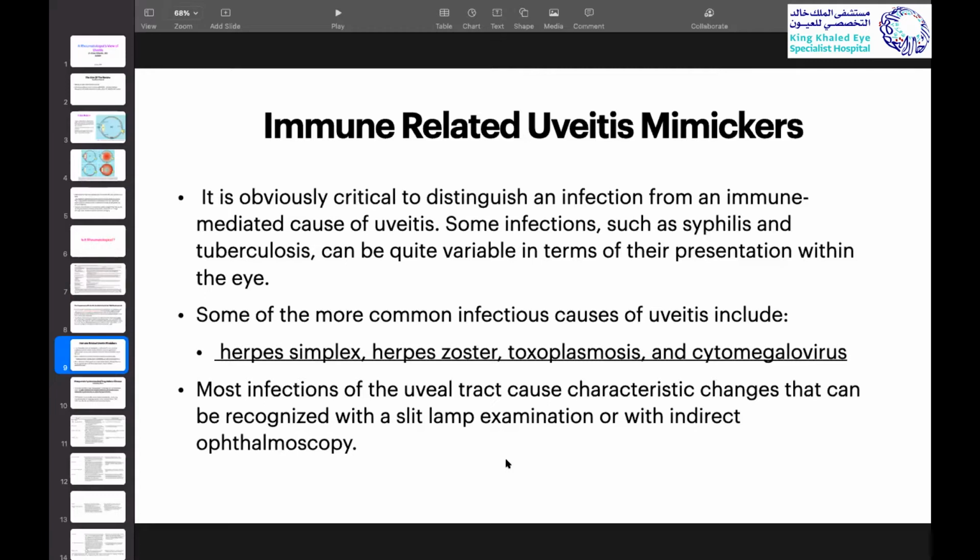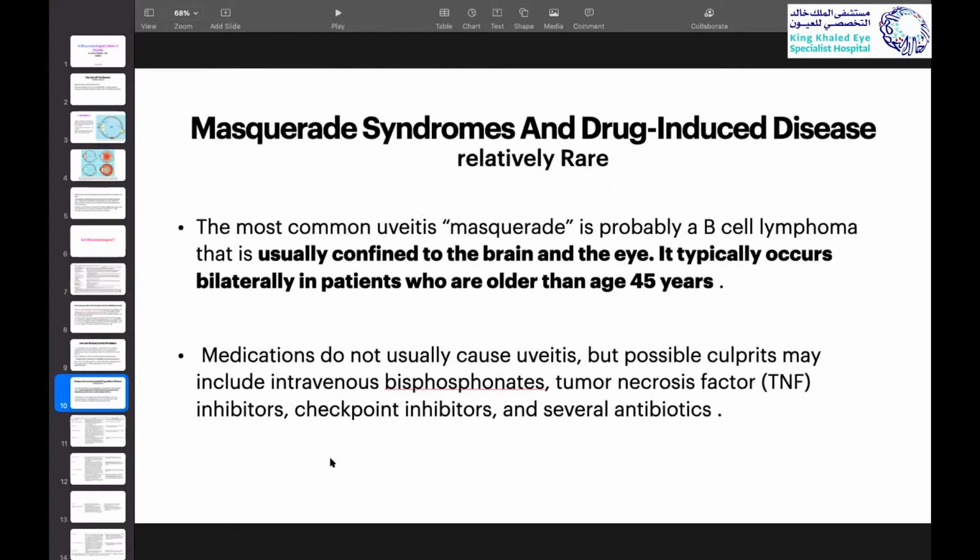Most of these infections cause characteristic changes that can be recognized with a slit lamp examination or with indirect ophthalmoscopy. We also have the masquerade syndromes and drug-induced disease. Though they are rare, you have to keep them in mind. The most common uveitis masquerade is B-cell lymphoma, which is usually confined to the brain and the eye. It typically occurs bilaterally in patients older than 45. Medications by themselves are not a main cause of uveitis, but they can be culprits, and they include TNF inhibitors, checkpoint inhibitors, intravenous bisphosphonates, and several antibiotics. So, how would you differentiate, and which labs would you ask for?